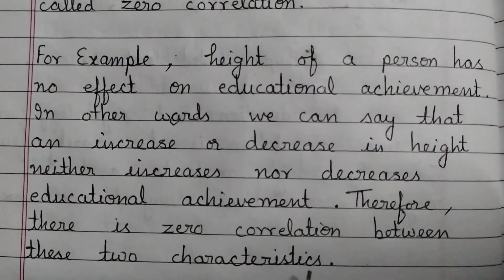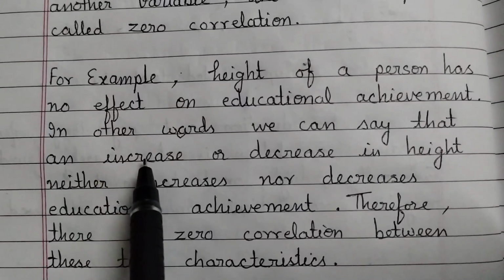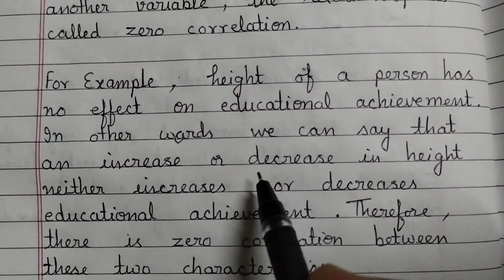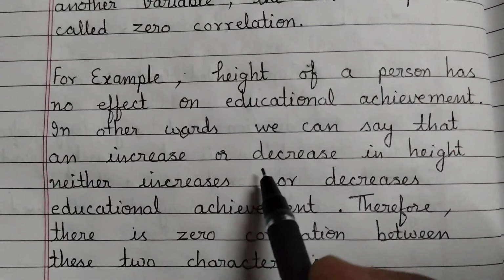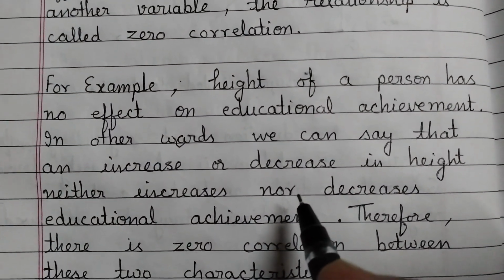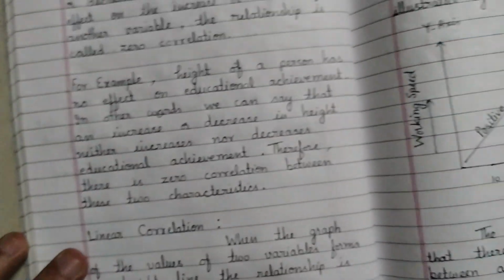So it is clear from this that the height of a person and educational achievement have no relation. It means if educational achievement is increasing, it does not mean the height of the person also increases. So hence zero correlation is observed.